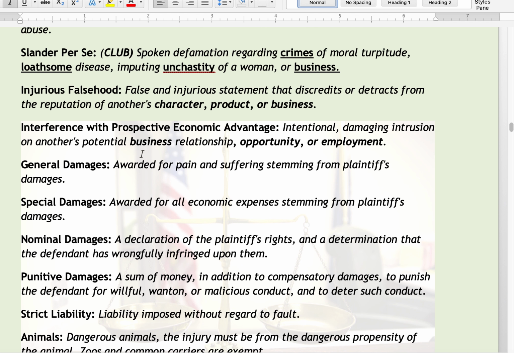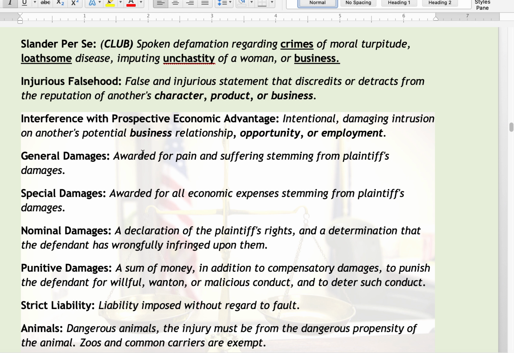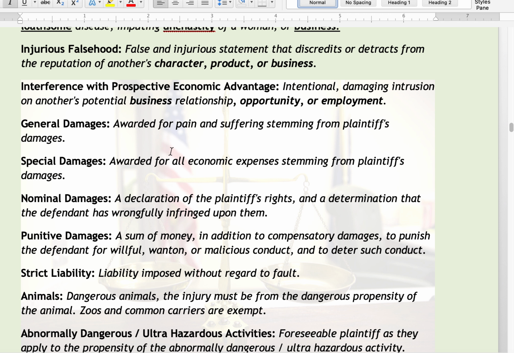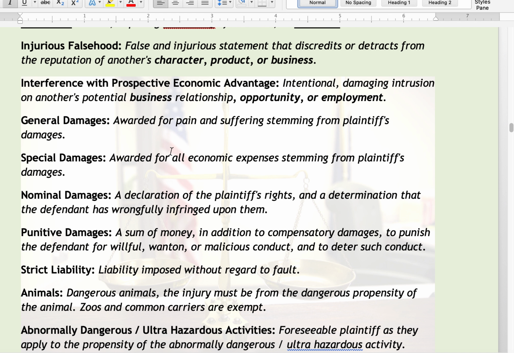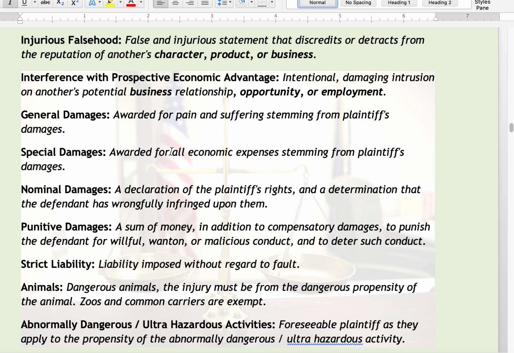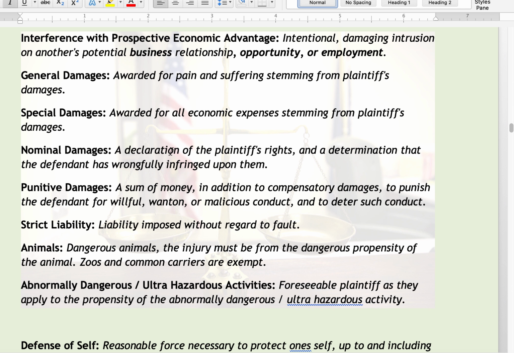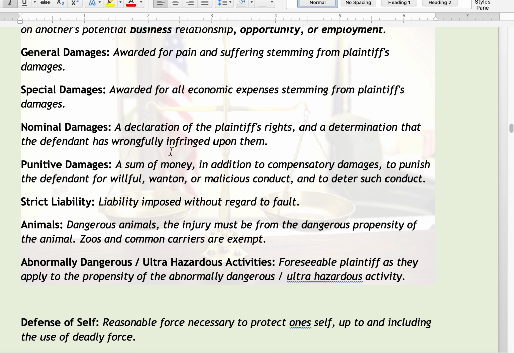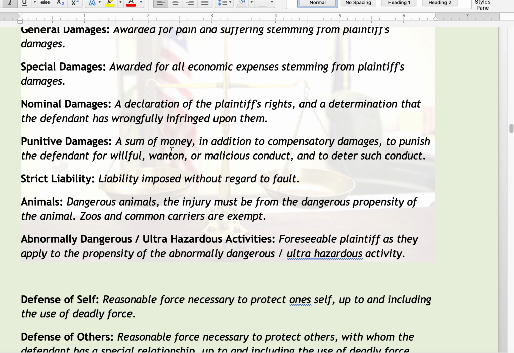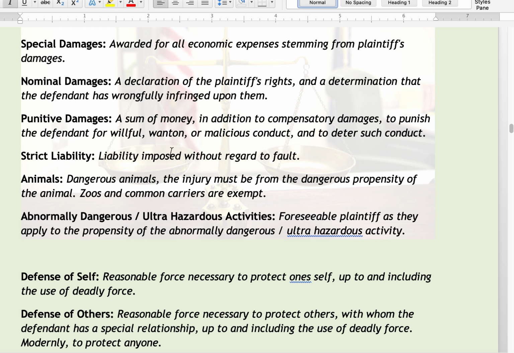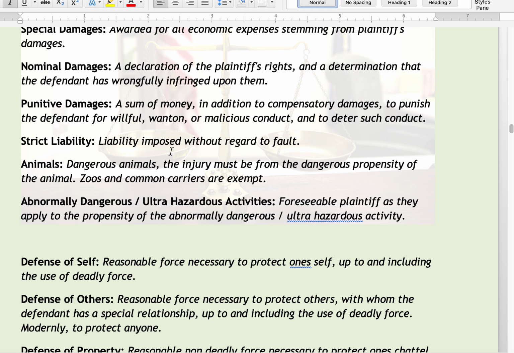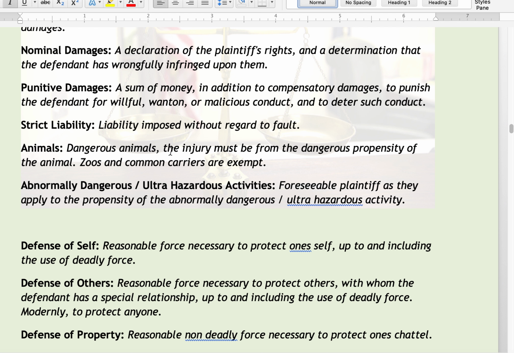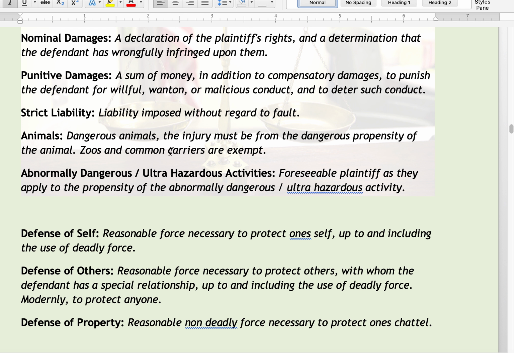Spoken defamation regarding crime of moral turpitude, loathsome disease, imputing unchastity of a woman, or a business. Injurious falsehood: false injurious statement that discredits or distracts from the reputation of another's character, product, or business. Interference with prospective economic advantage: intentional damage, intrusion on another's potential business relationship, opportunity, or employment. General damages awarded for pain and suffering stemming from the plaintiff's damages. Special damages awarded for all economic expenses stemming from the plaintiff's damages. Nominal damages: a declaration of the plaintiff's rights and a determination that the defendant has wrongfully infringed upon them.